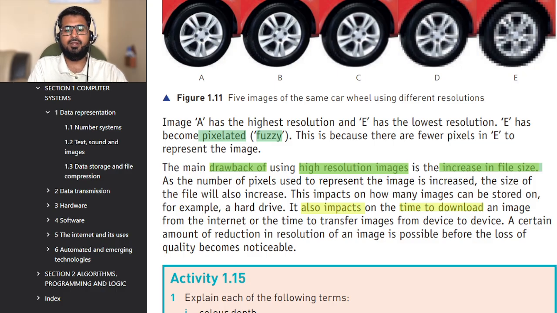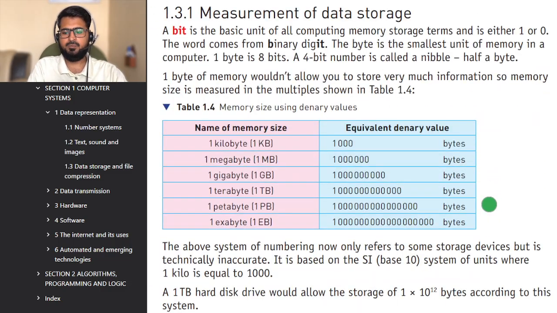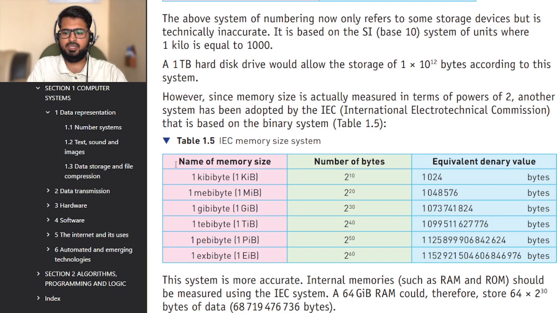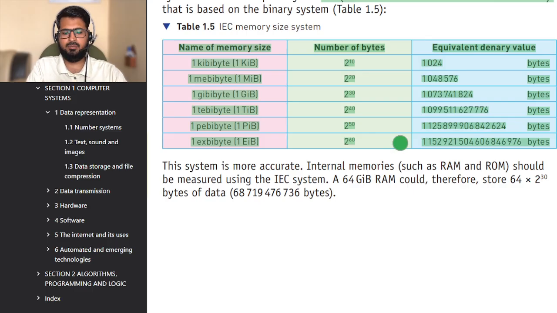Now it is also saying it has an impact on downloading or transferring data. We know that. Now we already discussed memory sizes, right? These are outdated. We discussed why these are outdated. These are the new ones: the IEC formed a new standard to calculate the accurate file size. We already discussed that in a previous video.